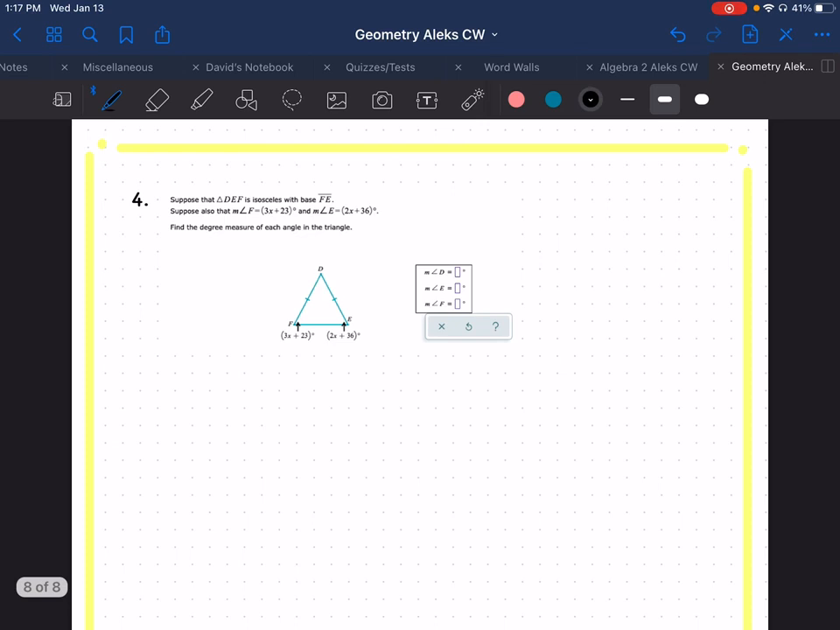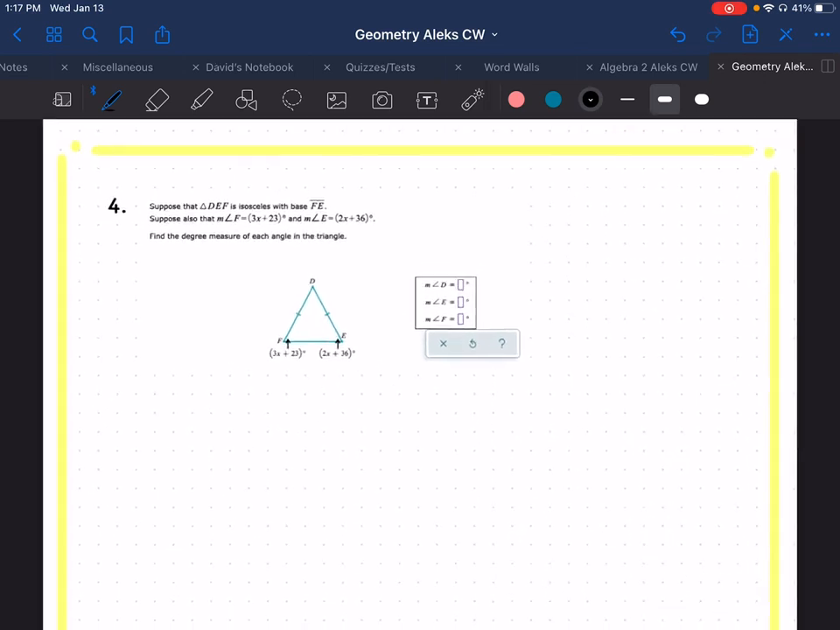Okay, question number 4 is the exact same thing. I'm just going to do it super fast for you guys. But once again, they're letting me know that I do have an isosceles triangle and that FE is the base. They're letting me know that because then I know that these are the two equal angles and this is my vertex angle. This one, I actually don't have to use 180. These marks here in the peach mean that these two are equal to each other. So all I have to do is say 3x plus 23 equals 2x plus 36. And that's how I'm going to find x.